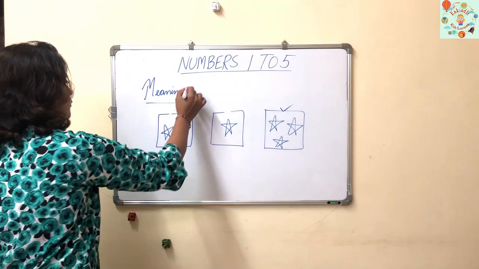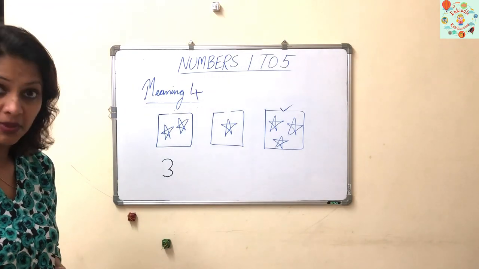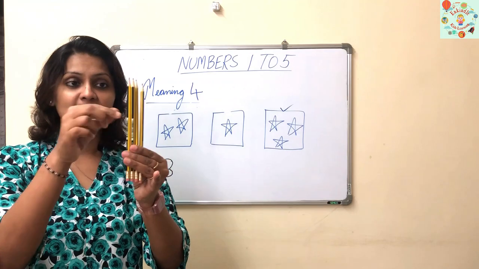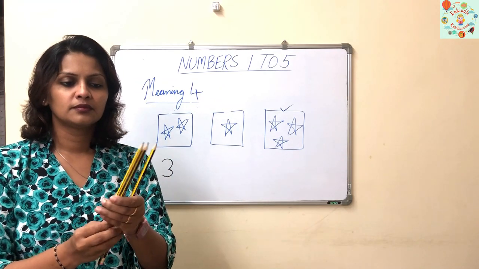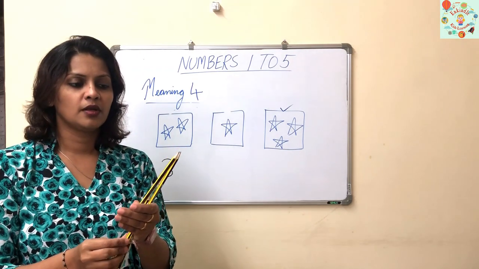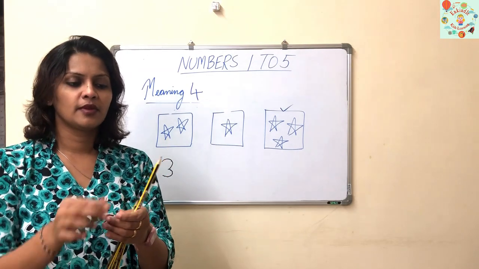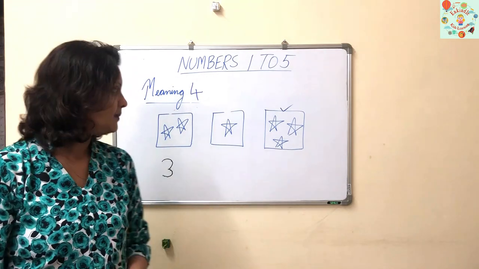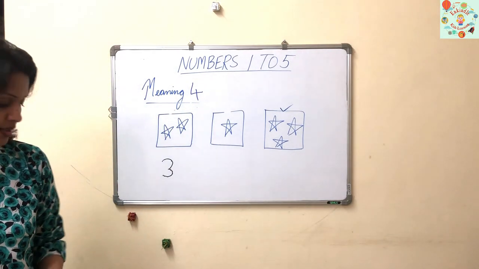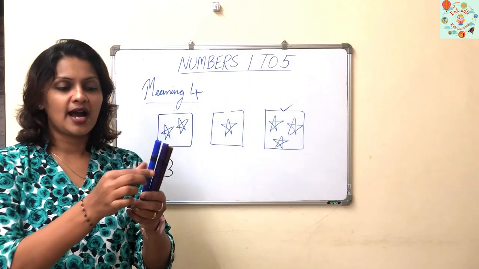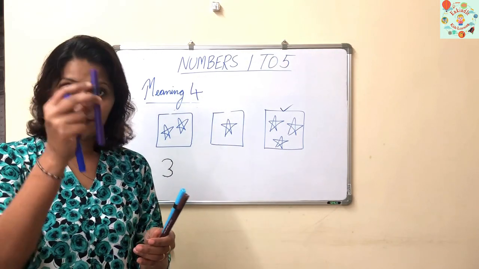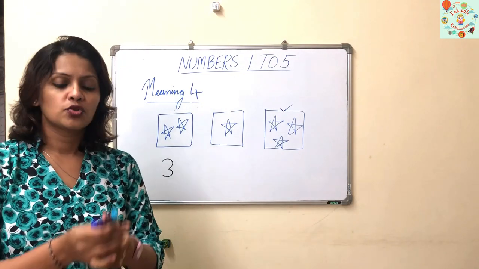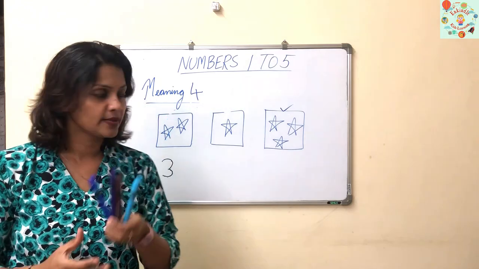Next comes number four. So let us start with the meaning of number four. Here I have four pencils. 1, 2, 3, 4. Yes, so these are the four pencils. Similarly, let me show you four colors. I have one color, two colors, three colors, four colors. So I have a total of four colors.